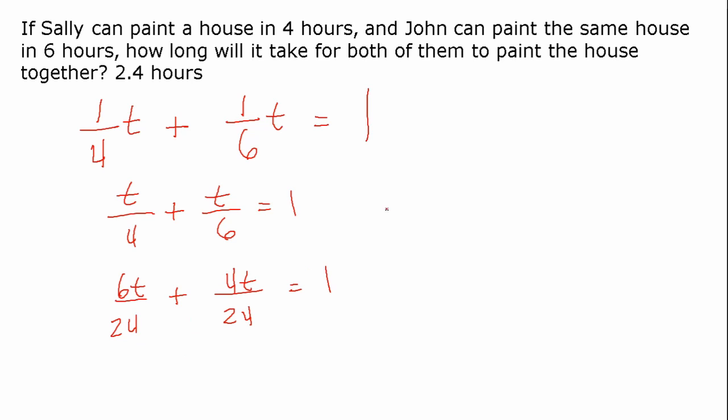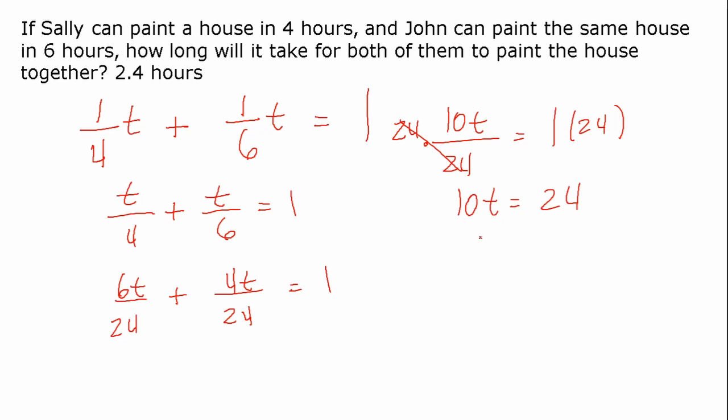Let's go ahead and add these together. 6t plus 4t is 10t all over 24 equals 1. Again, we're trying to solve for t by itself, so I'm going to multiply this side by 24 and this side by 24. This crosses out. I'm left with 10t equals 24. Divide both sides by 10 to get t by itself. This crosses out. We're left with t equals 24 divided by 10.